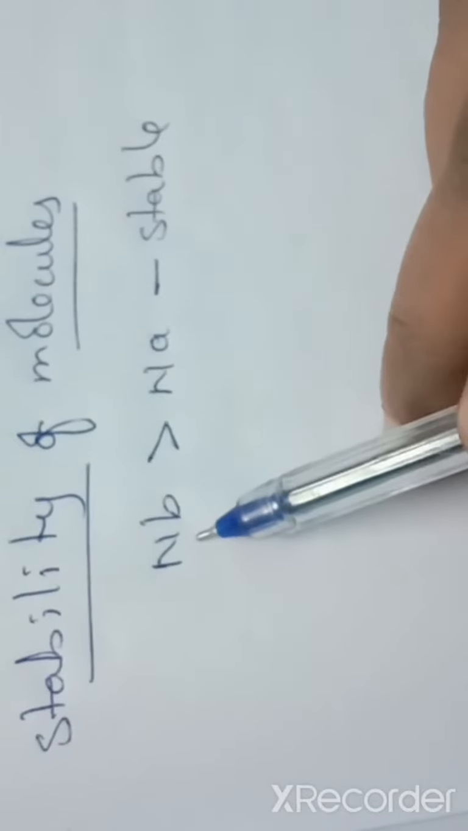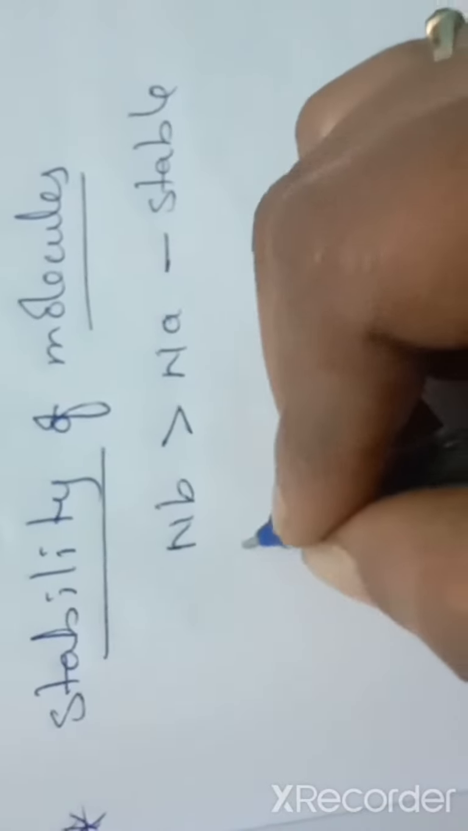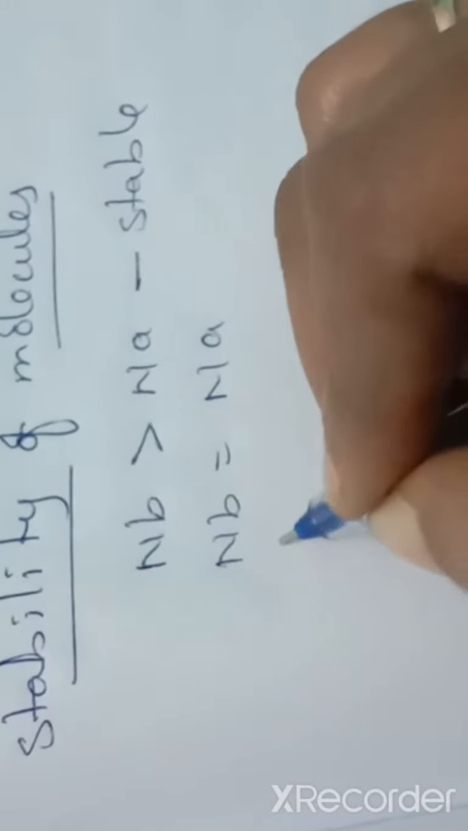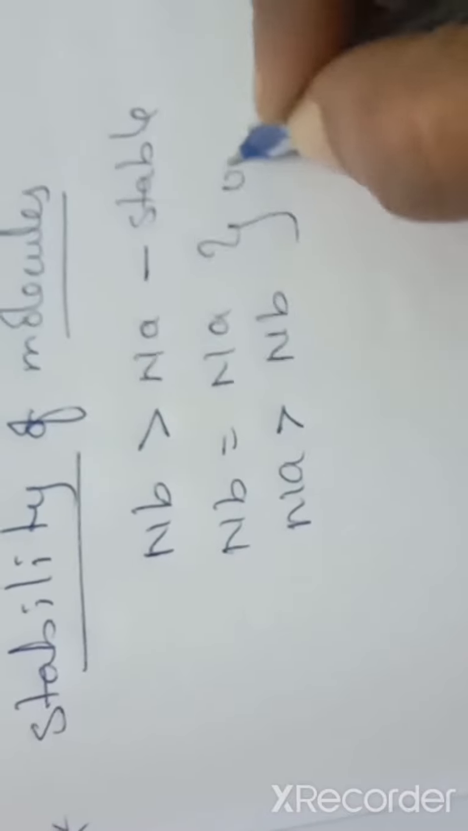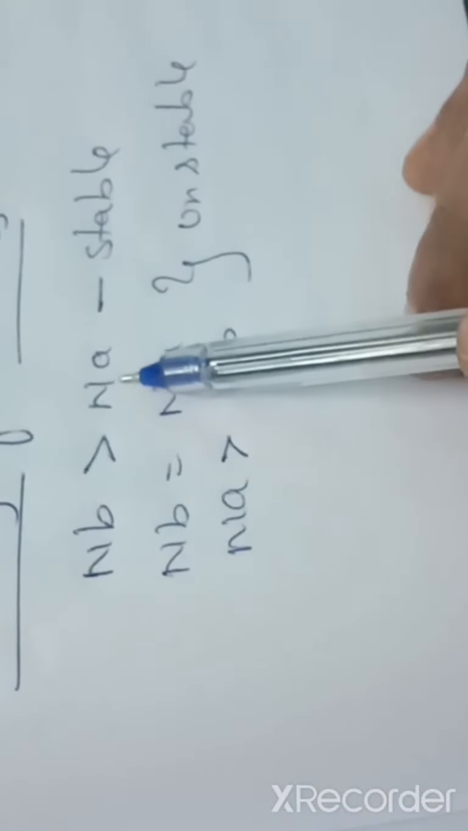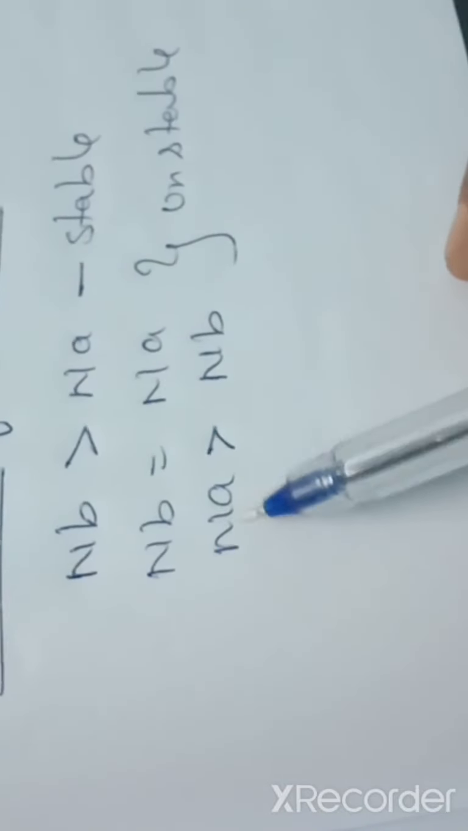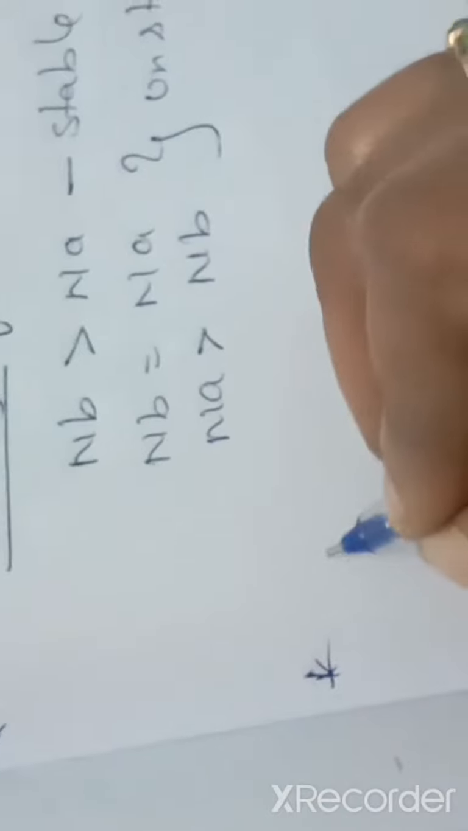If the number of bonding orbitals is more than the number of anti-bonding orbitals, then that molecule is stable. If the number of bonding orbitals is equal to the number of anti-bonding orbitals, or if the number of anti-bonding orbitals is greater than the number of bonding orbitals, then the molecule is unstable. So remember this. Stability of a molecule: if the number of bonding orbitals is greater than anti-bonding, the molecule will be stable. If both are equal, or the number of anti-bonding is more than the number of bonding, then the molecule will be unstable. And the next term is bond order.